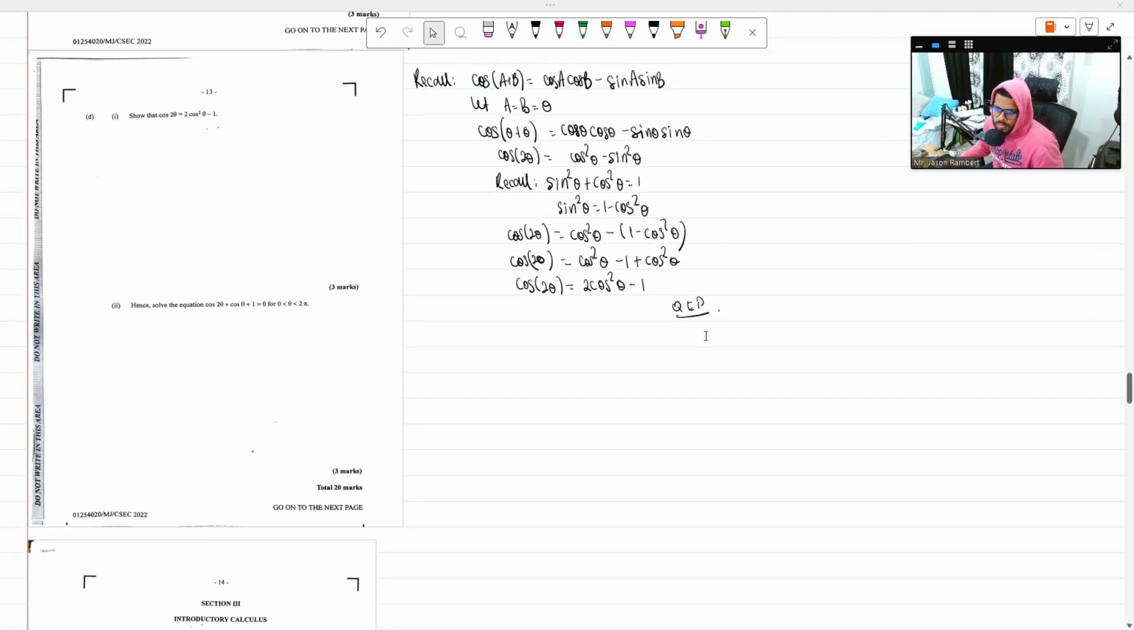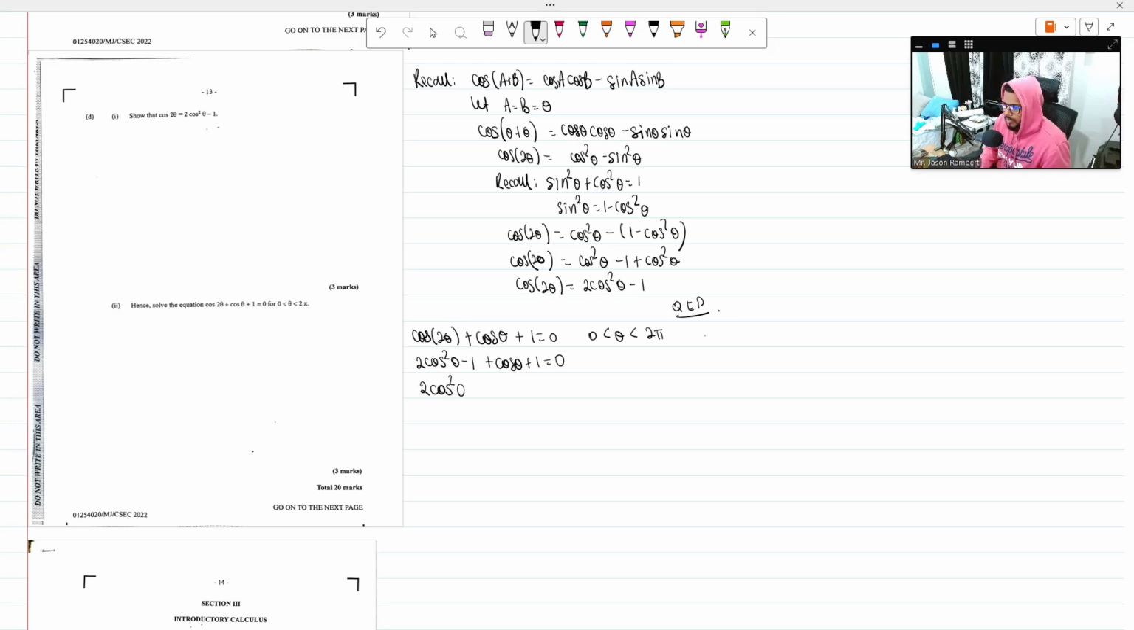Hence, solve the equation between 0 and 2 pi. So, if I have cos 2 theta plus cos theta plus 1 is equal to 0, for 0 is less than theta is less than 2 pi, I'm going to have 2 cos square theta minus 1 plus cos theta plus 1 is equal to 0. It's an easy one. 2 cos square theta plus cos theta is equal to 0. I'll have cos theta into 2 cos theta plus 1 is equal to 0.